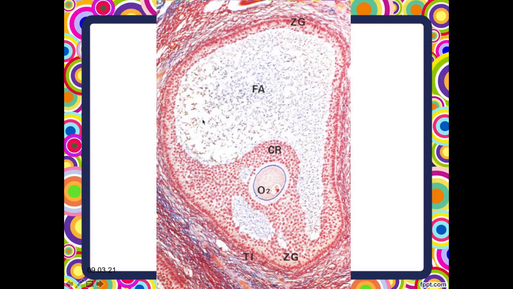Again, this is the Graafian mature follicle with follicular antrum, cumulus oophorus, oocyte, corona radiata, and this part will be released during the ovulation.